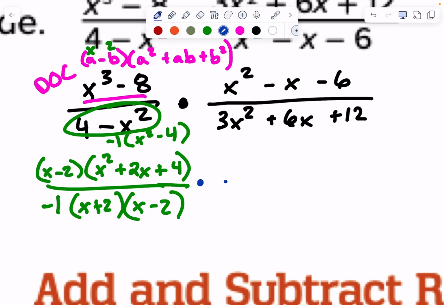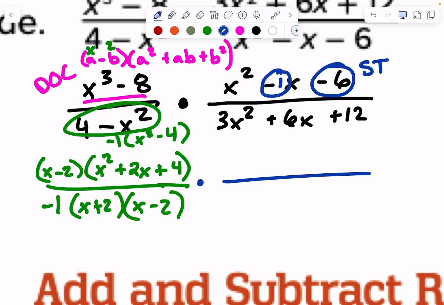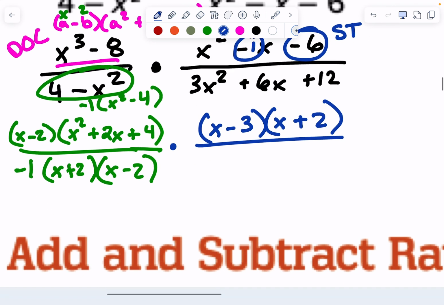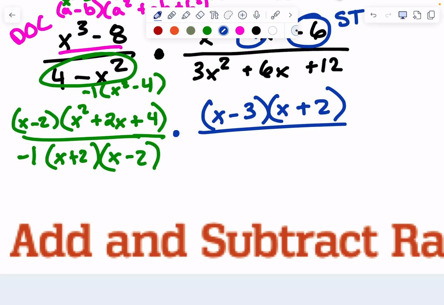This top one, x squared minus x minus 6, is a simple trinomial. Multiply to get negative 6, add to get negative 1. That's x minus 3 times x plus 2. I'm not going to cancel yet at all.